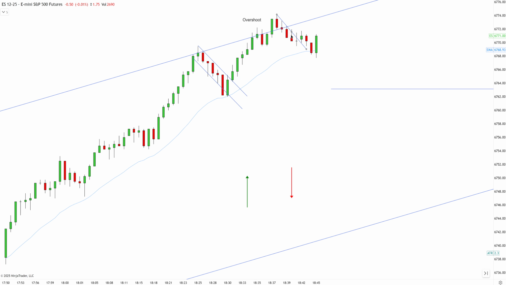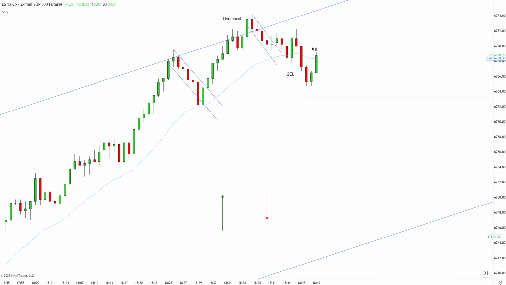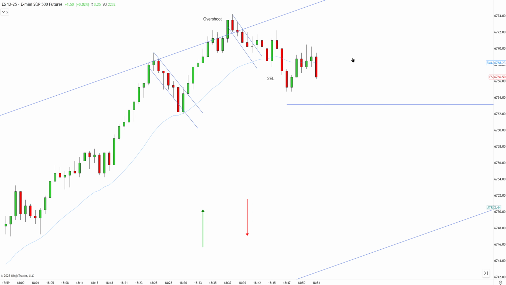This is a second entry long, but like I said, context matters, and our channel was broken at the top, so this means buyers are done, overbought, and we can have stronger pullbacks. So you have to be patient, and you cannot take this. You need some high low. It would end up being a losing trade, but hopefully it makes sense why you cannot take it.